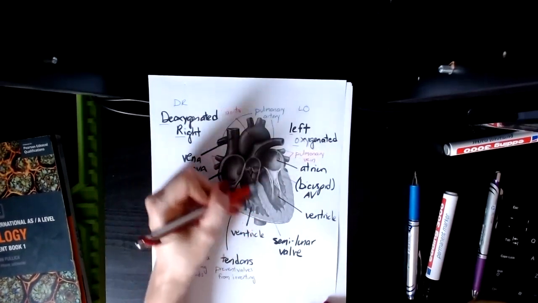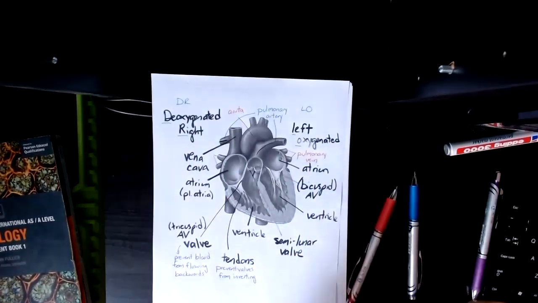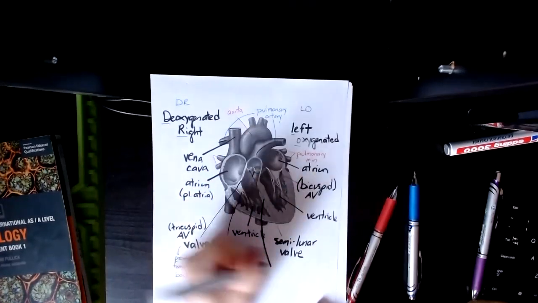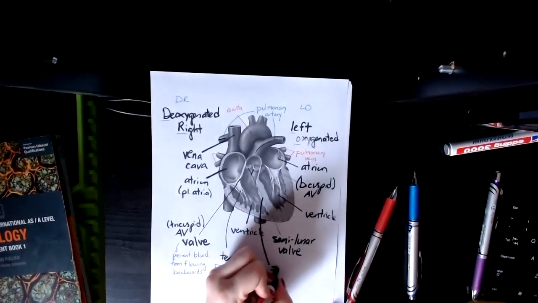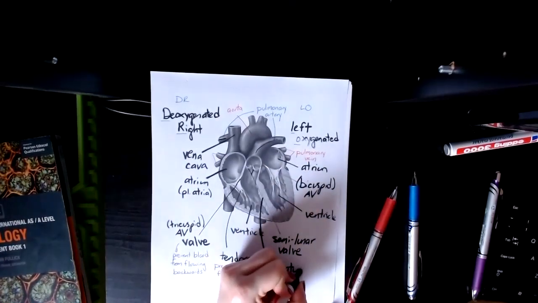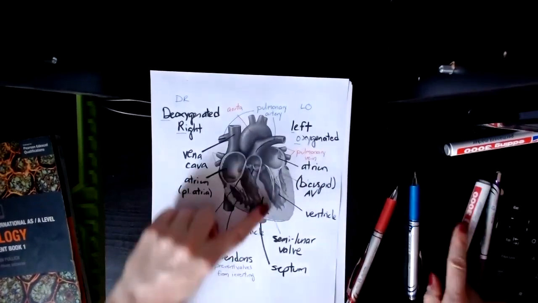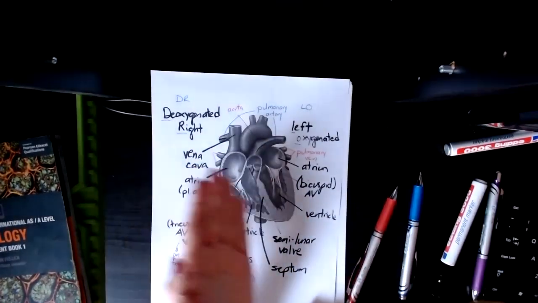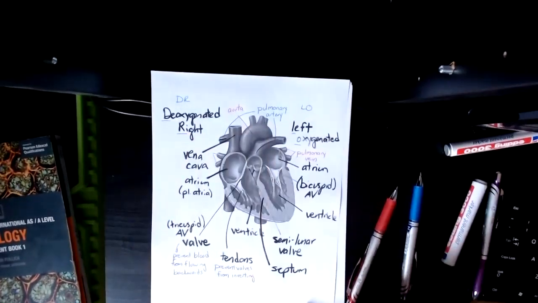The other thing is this part in the middle here. This is called the septum. And I don't think you need to know that for IGCSE. I can't quite remember. But you definitely need to know it for AS level. And the idea is that the septum is the part of the muscle that divides the right and the left sides of the heart.